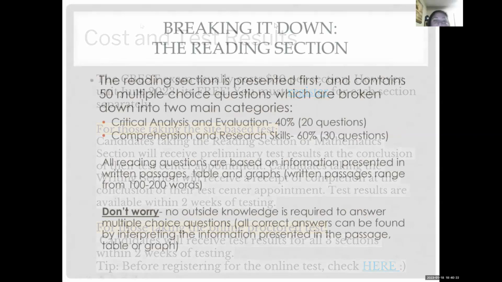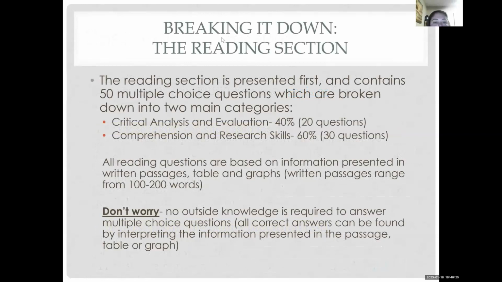For those of you who hate waiting for results, that's your best ticket, because you get those immediately. All right, let's break it down and look at the sections. The reading section is presented first. It contains 50 multiple choice questions, which are broken down into 2 main categories: critical analysis and evaluation, which is 20 questions and 40% of the test, and comprehension and research skills, which is 30 questions and 60% of the test. All reading questions are based on information presented in written passages, tables, and graphs. Written passages range from 100 to 200 words.